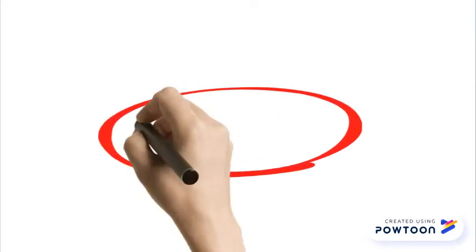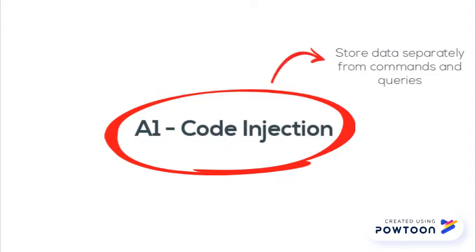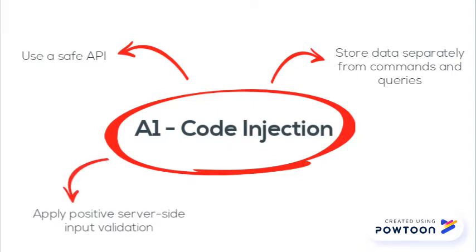This is an example of a code injection. To prevent this from occurring, we need to store data separate from commands and queries, or we can use a safe application programming interface, or we can apply positive server-side input validation.